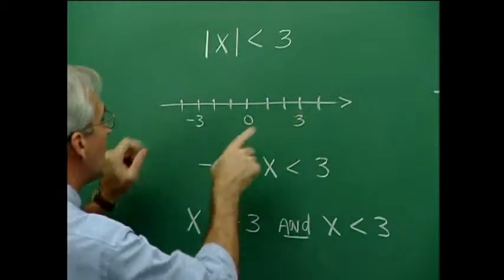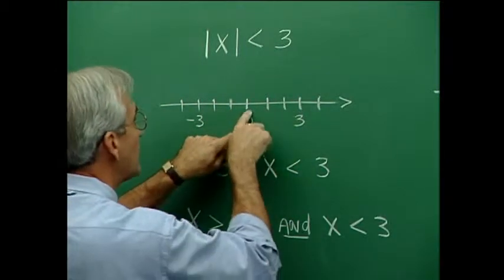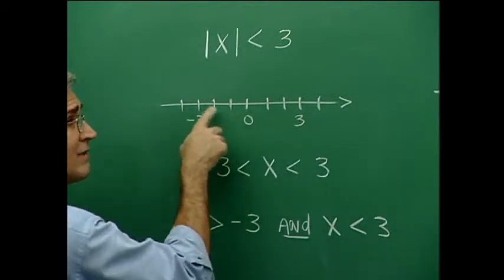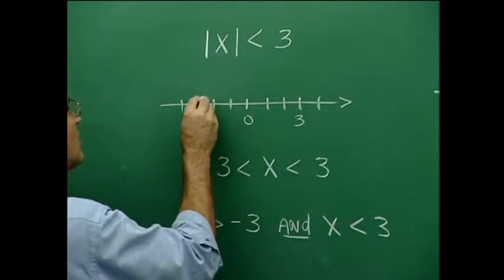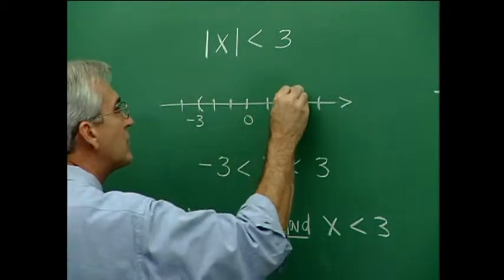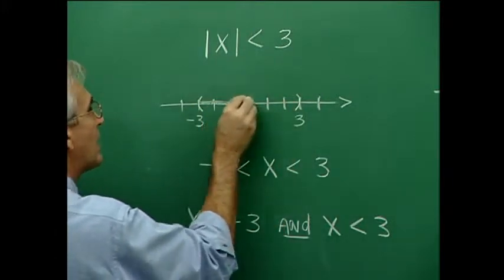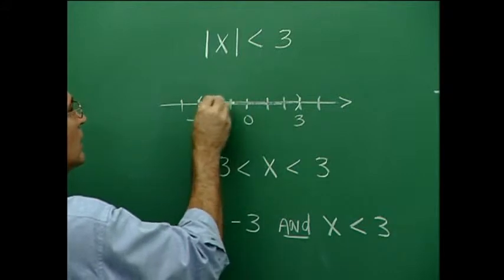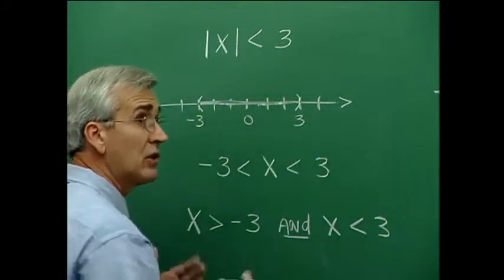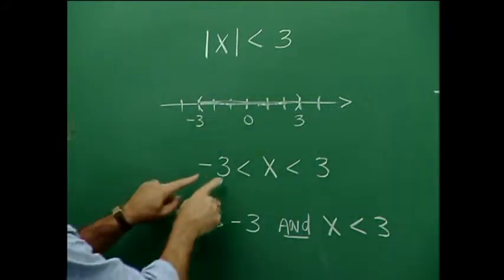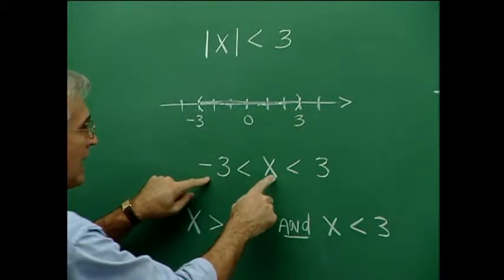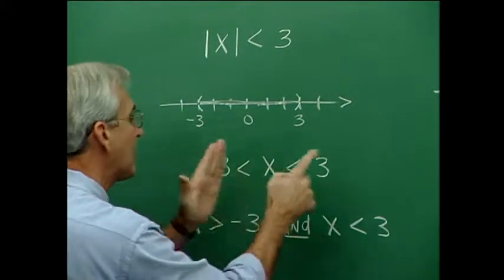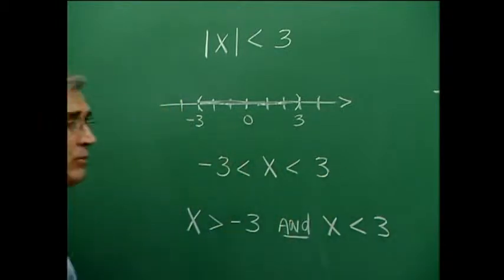On the number line, distance from 0 is less than 3. That means all of these values and also all of these values, you see. So we're talking about an interval from -3 to 3 to make that statement of inequality true. As a double inequality, we could describe the situation as -3 is less than x and x is less than 3. So it's the x values between -3 and 3, not including those endpoints.